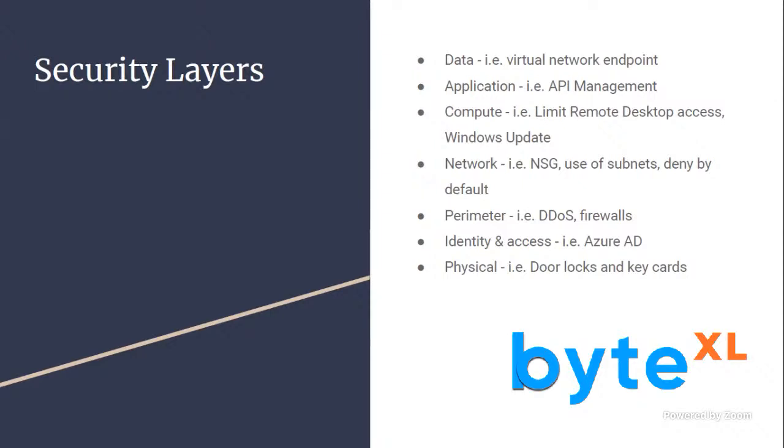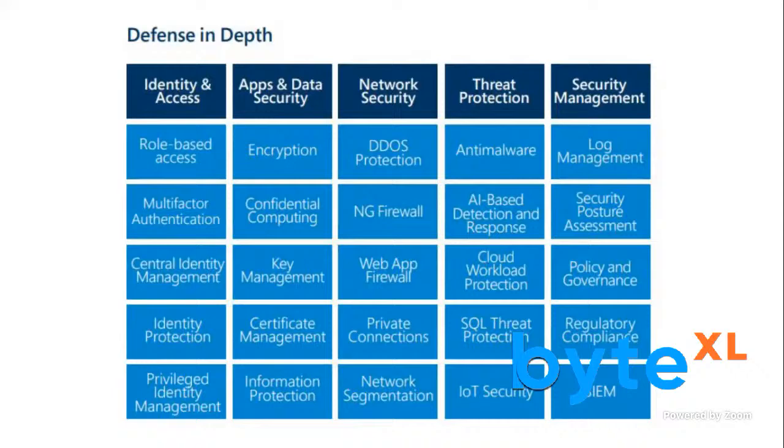All these 7 layers, data, application, compute, network, perimeter, identity and access, and physical security, are considered separate security layers for a secured way of data access, to make sure every customer gets data security and a data breach won't happen. So for all the 7 layers, you can see this is defense in depth: multi-factor authentication, identity and access, application, data security, network security, threat protection, and the security management pillars.